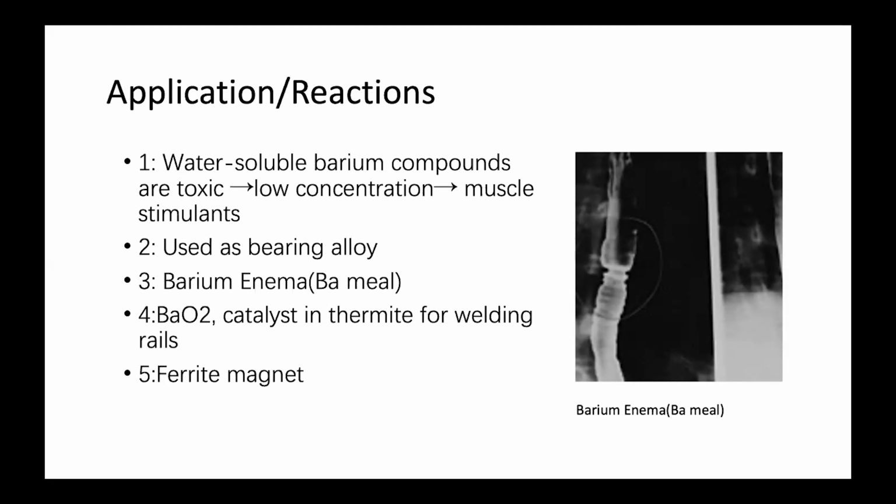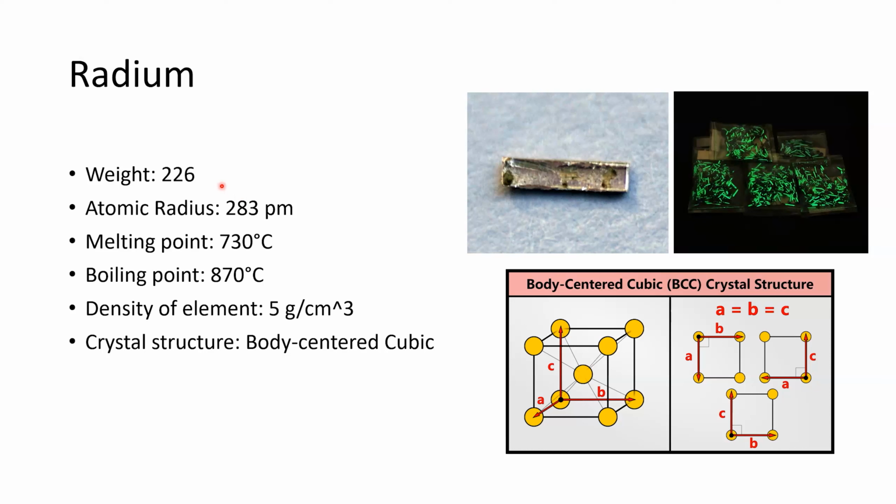And the fourth is barium peroxide, which can be used as a catalyst in thermite for welding rails. The fifth is very similar to strontium. They can be used to produce ferrite magnets. So let's see the last element in the group 2 elements, radium. The atomic weight of radium is about 226, and the atomic radius is about 283 pm. So we may say it has the largest atomic radius in this group.